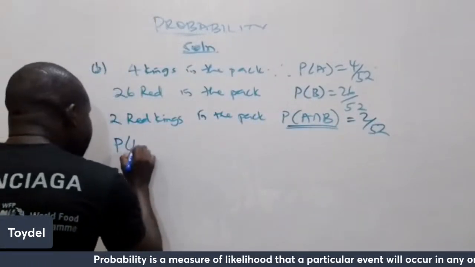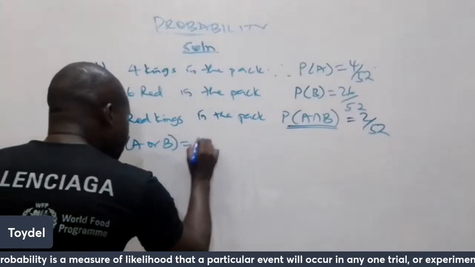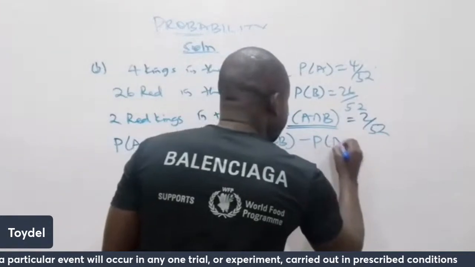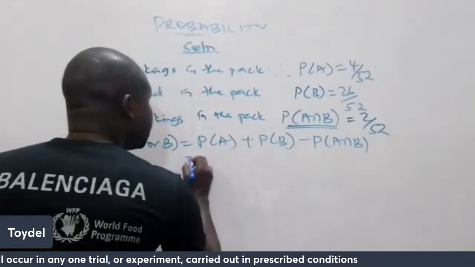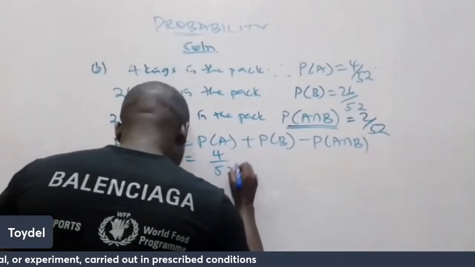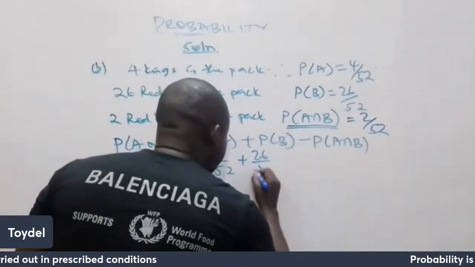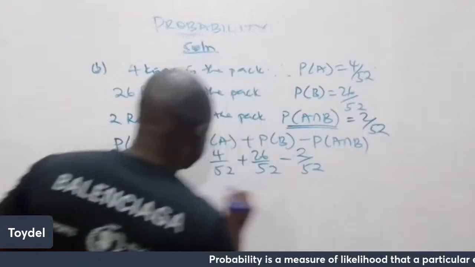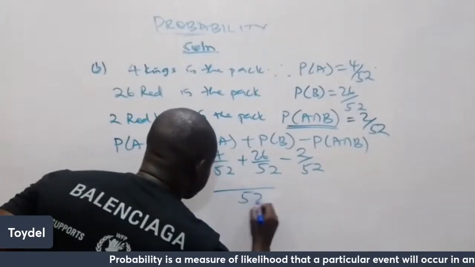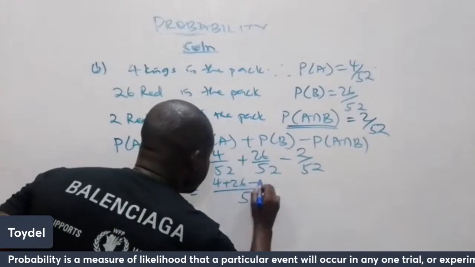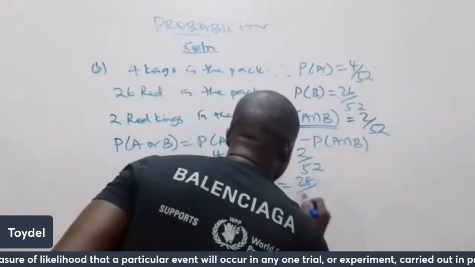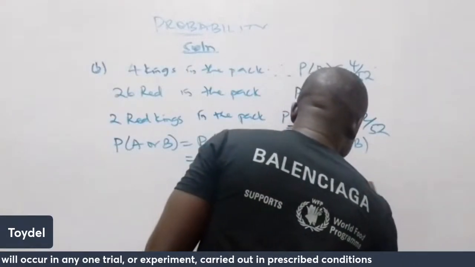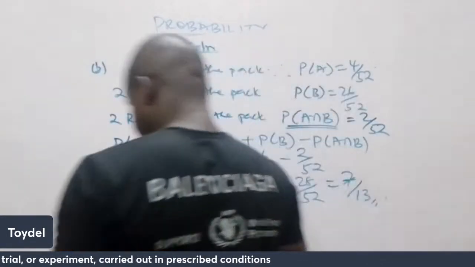So the probability of getting a card A or B will now be probability of A plus probability of B minus probability of A intersection B. So the probability of A is 4 over 52 plus probability of B is 26 over 52 minus probability of A intersection B, which is 2 all over 52. So what do we get there? Of course, we can take the LCM, it will be 52. We have 4 plus 26 minus 2, and that will be 28 all over 52. Can 4 divide everything? Yes. We're going to have 7 all over 13 as the final answer.